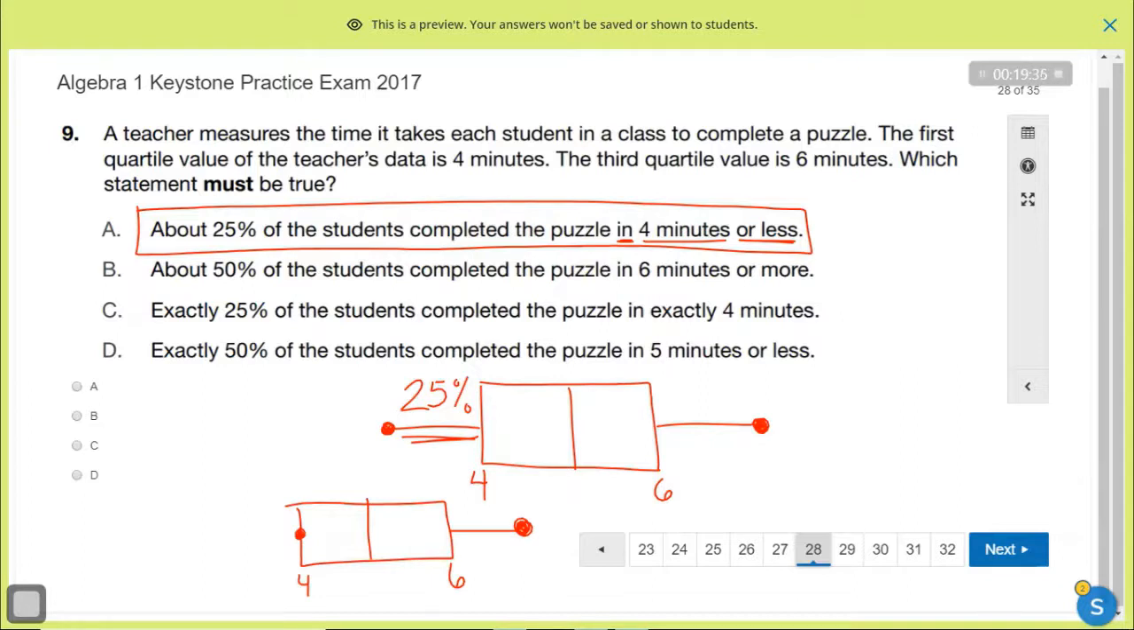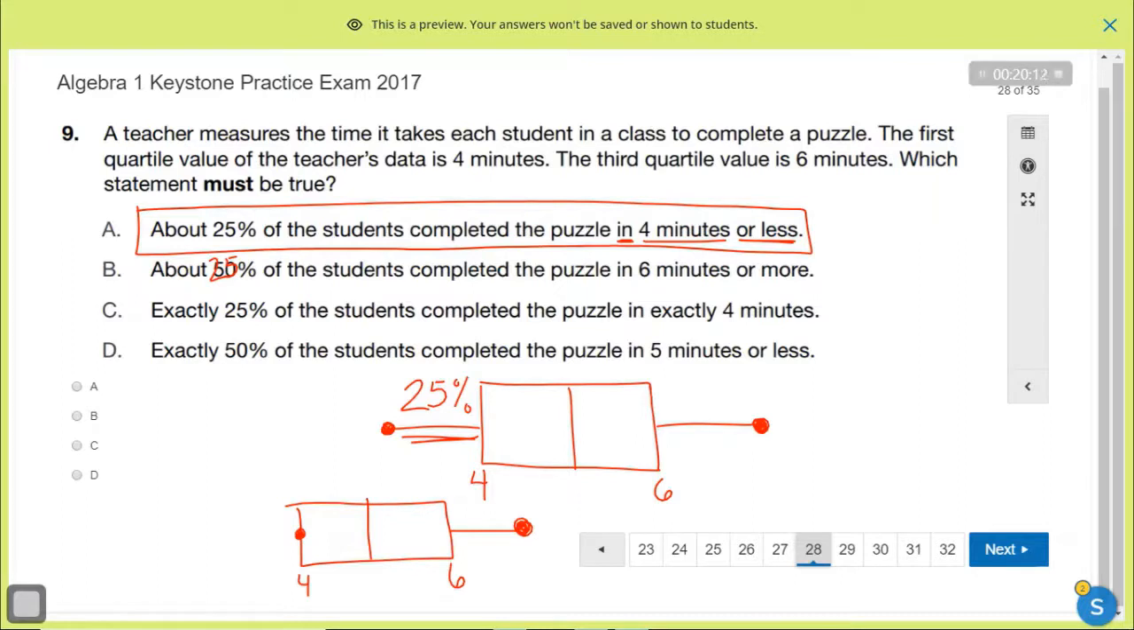But let's go ahead and make sure that the other ones are false and explain why. About 50% of the students completed the puzzle in 6 minutes or more. Well, the 50%, we don't know if that's exactly true or not, all right? We know that 25% completed it in 6 minutes or more, because 6 is the third quartile. I don't know that 6 is also the median. All right, it could be the median in a unique case, but I do not know that. All right, therefore, it doesn't have to be true. It could be, but doesn't have to be.